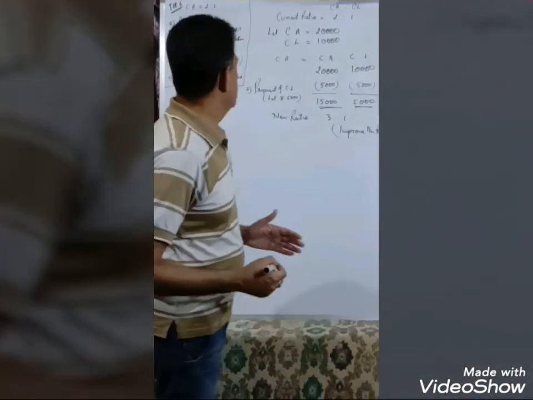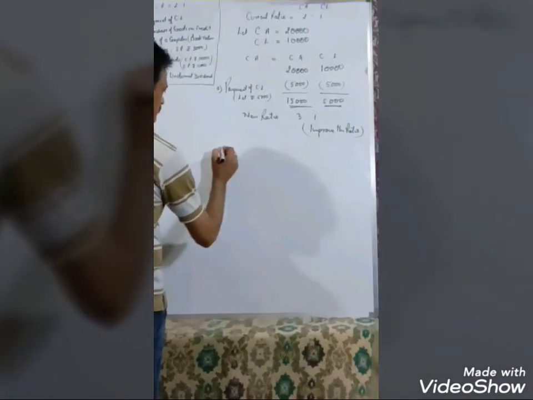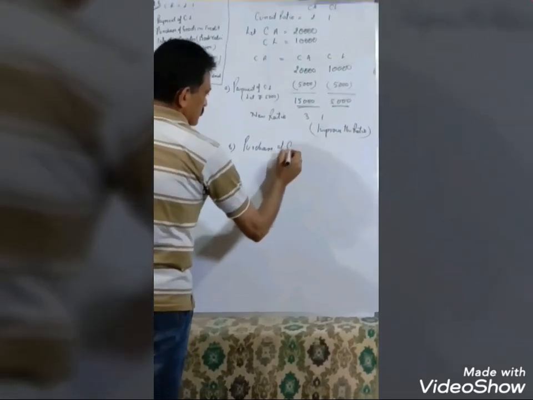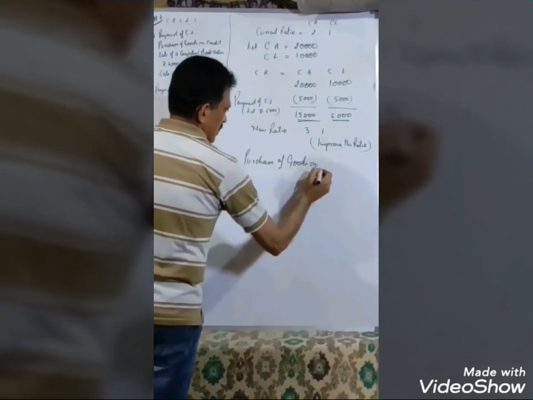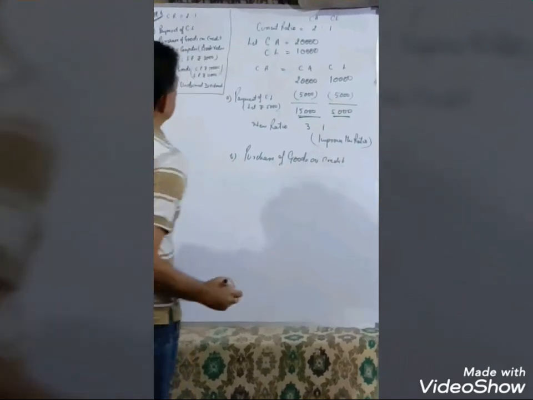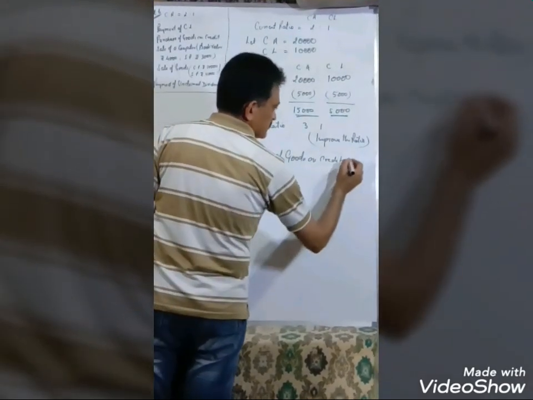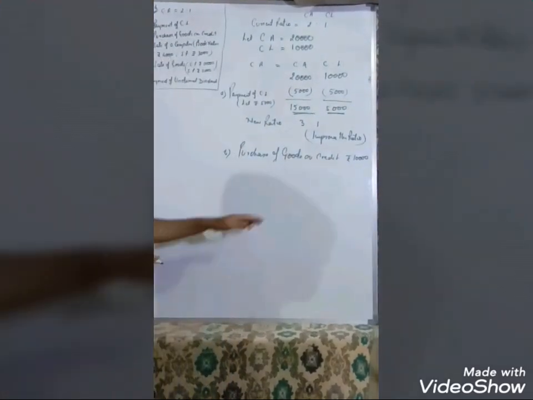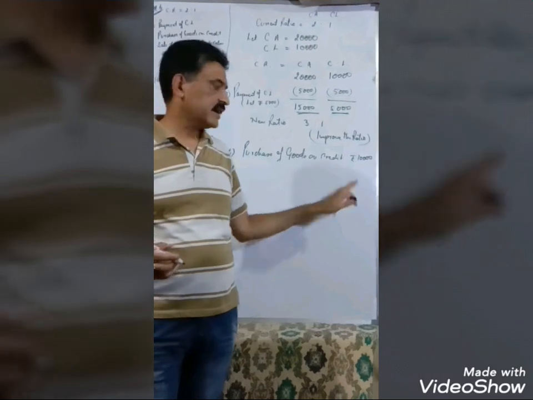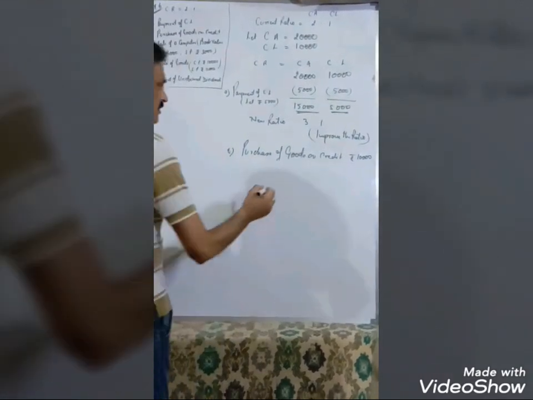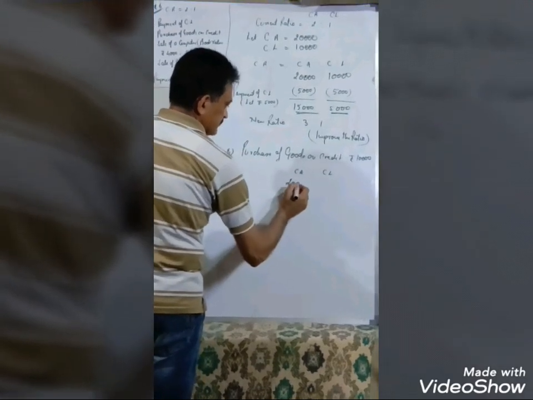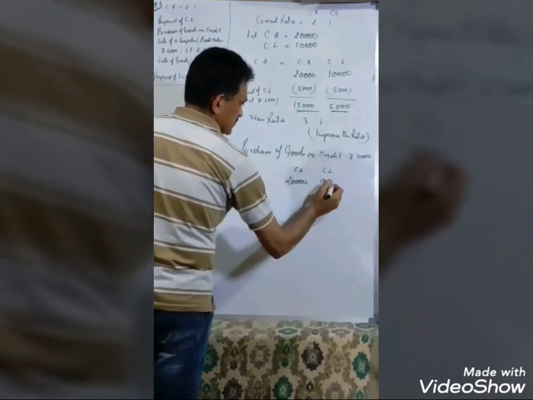Now we take another transaction, purchase of goods on credit. Let it be rupees 10,000. We had assumed the goods that are purchased on credit are rupees 10,000. Earlier, current assets and current liabilities were 20,000 and 10,000 respectively.